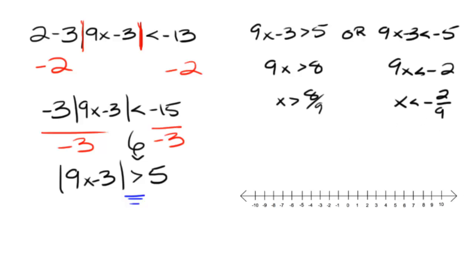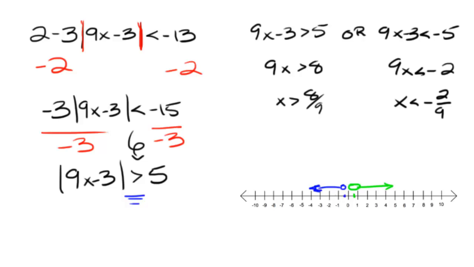Alrighty, and then I'm going to graph these just so I have a visualization of these. I'm going to graph x is greater than 8 ninths. 8 ninths is a little bit less than 1 here, so there you go, and greater than. And now less than negative 2 ninths. Negative 2 ninths is just less than 0, so it's right here, and x is less than that.